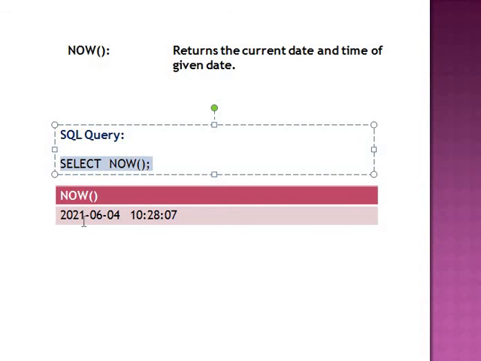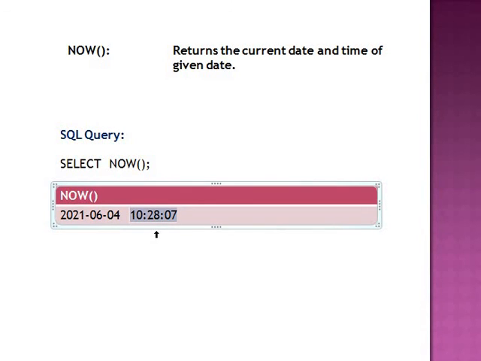The current date is 2021-06-04 and the current time is 10-28-07, where 10 is the hour, 28 is the minute, and 07 is the second. If you execute this same command, that is select now tomorrow, then this now function is going to display tomorrow's date, that is 2021-06-05, because tomorrow shall be the day 5 of the month. And the time at which you have typed and executed this now function with the help of this select command will also be shown as an output.